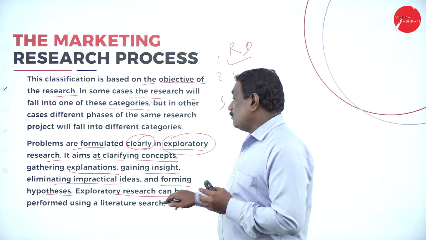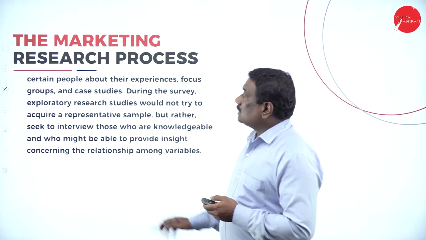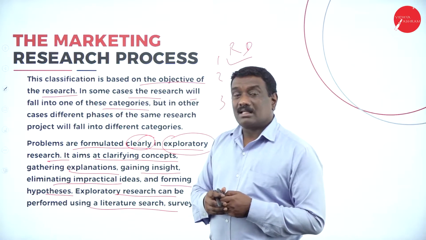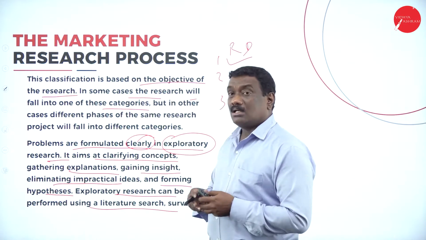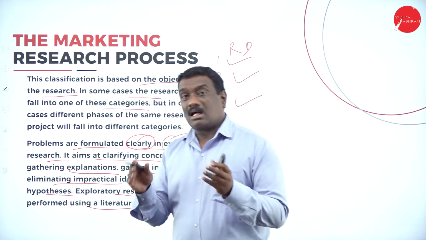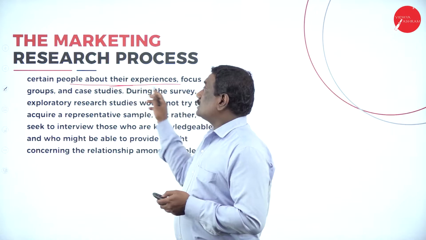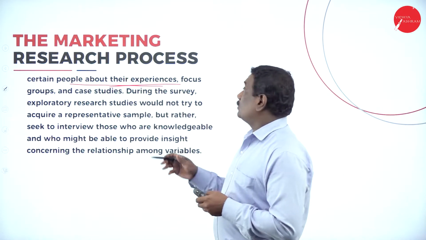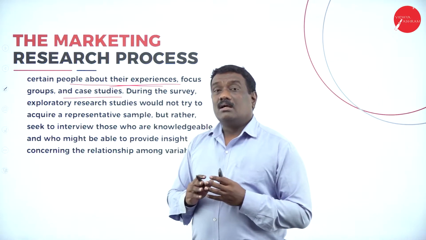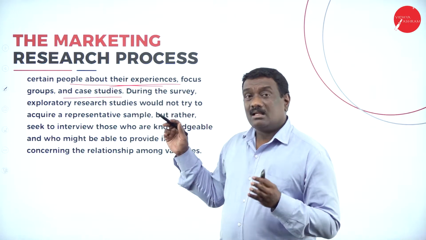Now exploratory research can be performed through a literature search or surveying certain people about their experiences. So how are you going to use this exploratory research? It is performed using a literature search, that is finding out through books or other materials or articles. Secondly, surveying, that means doing a market survey, where people will be asked about their experience about that particular problem or the issues. Then focus groups and case studies. So this is how you are going to try to solve that particular problem or the issues which arise and which fall under exploratory research.